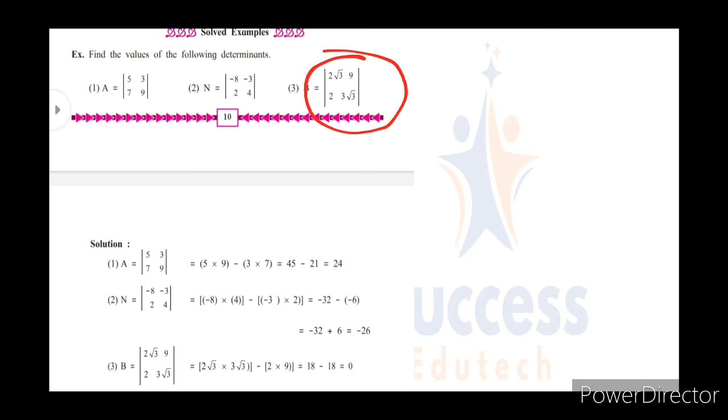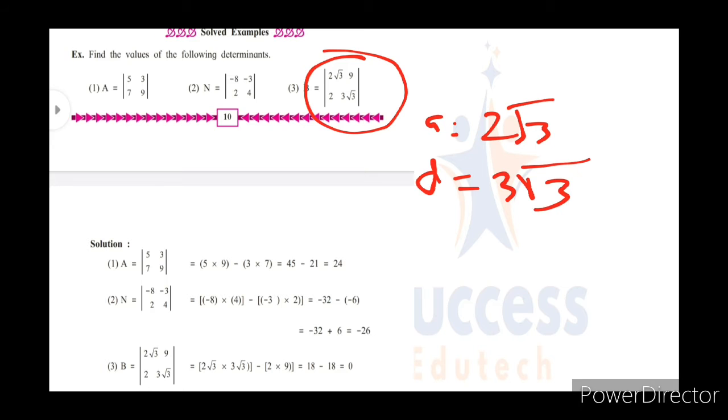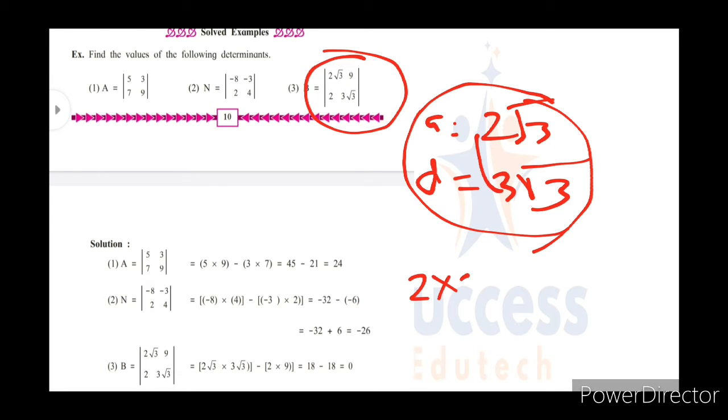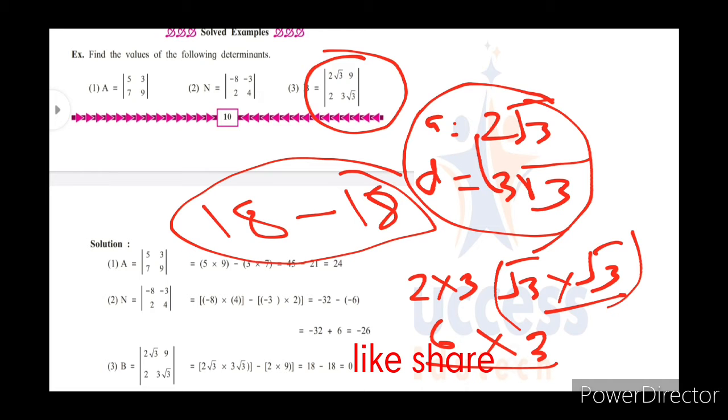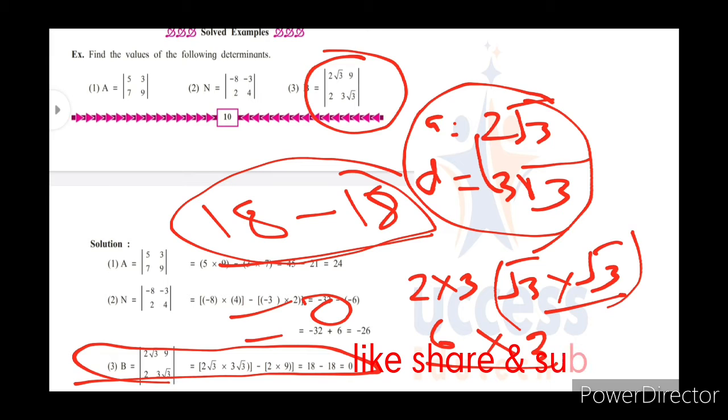Now in determinant B, there will be a root sign, that is, the numbers are in a root. So A equal to 2 root 3 and D equal to 3 root 3. Whenever such types of problems are asked, simply multiply the real numbers first of all. That is 2 into 3 we get 6, and root 3 into root 3 we get 3. So 6 multiplied by 3 we get 18. Then 18 minus 9 into 2, we get 18. So my determinant value is 18 minus 18, we get 0. This is the value of determinant B.